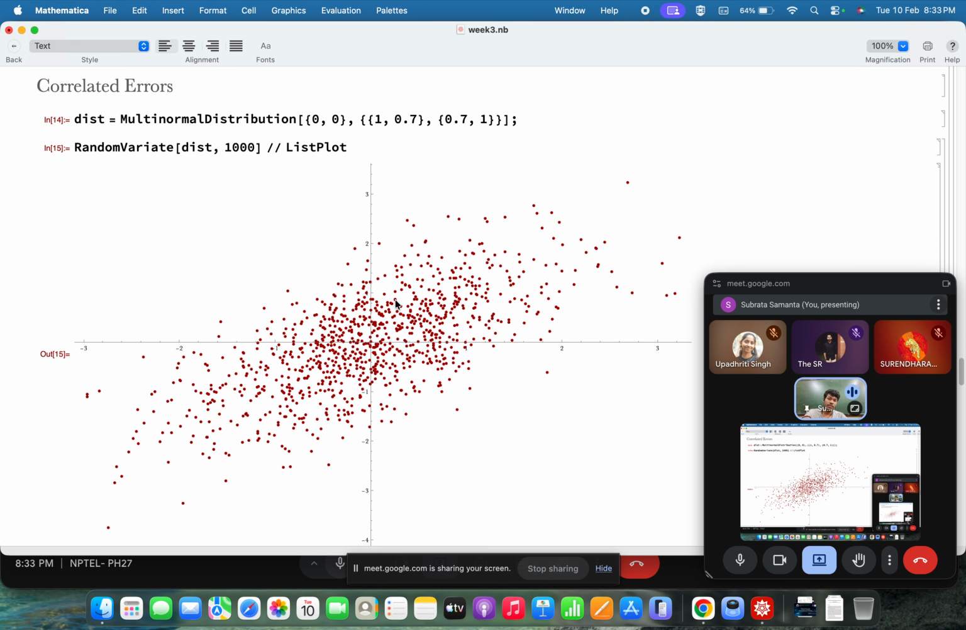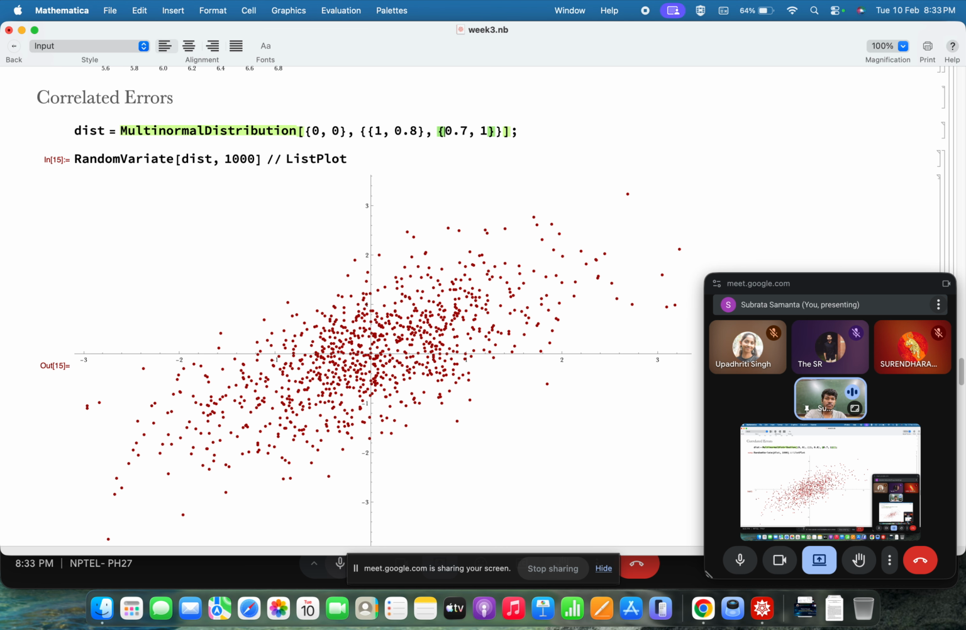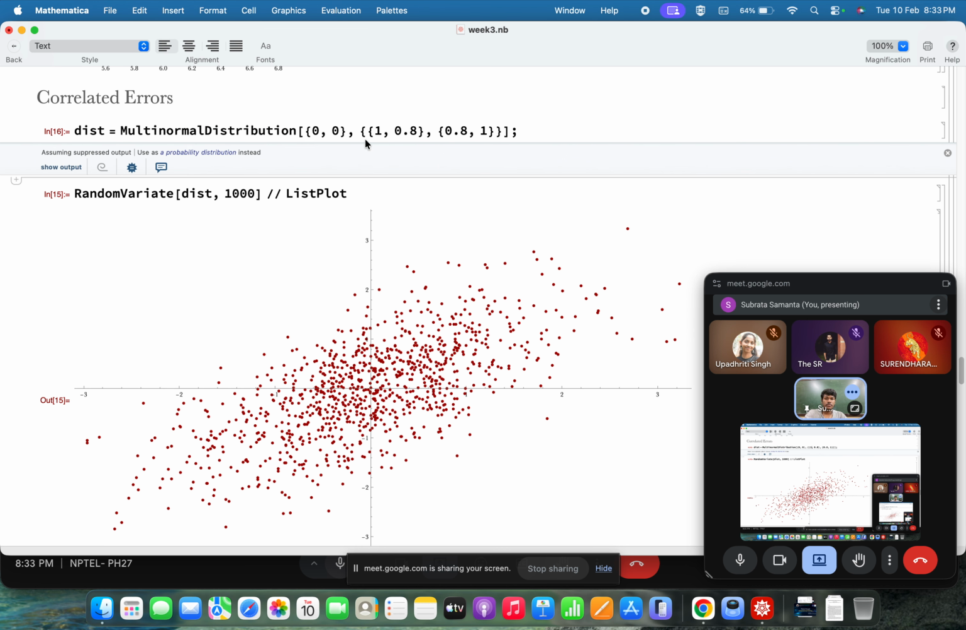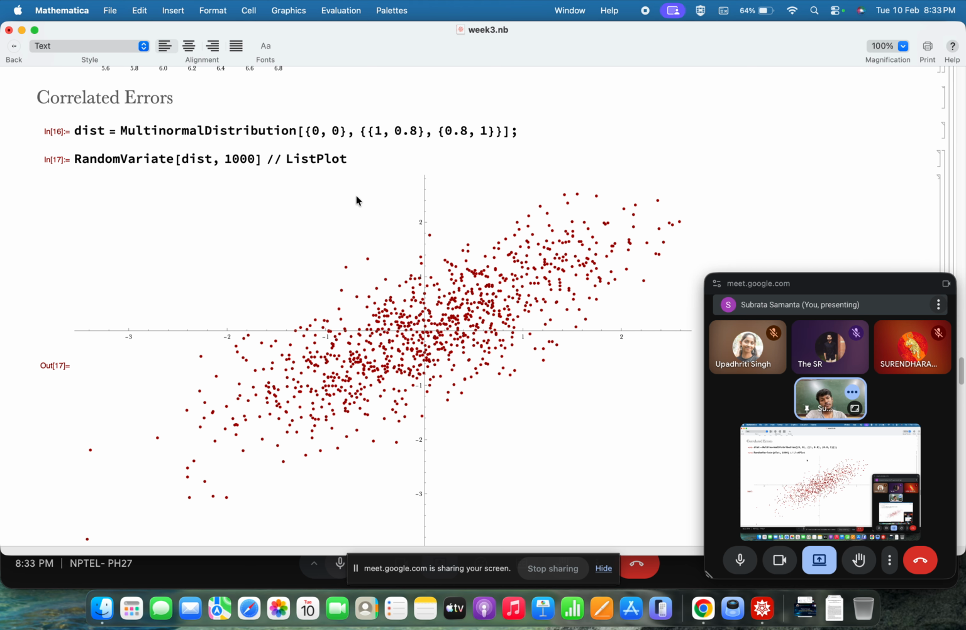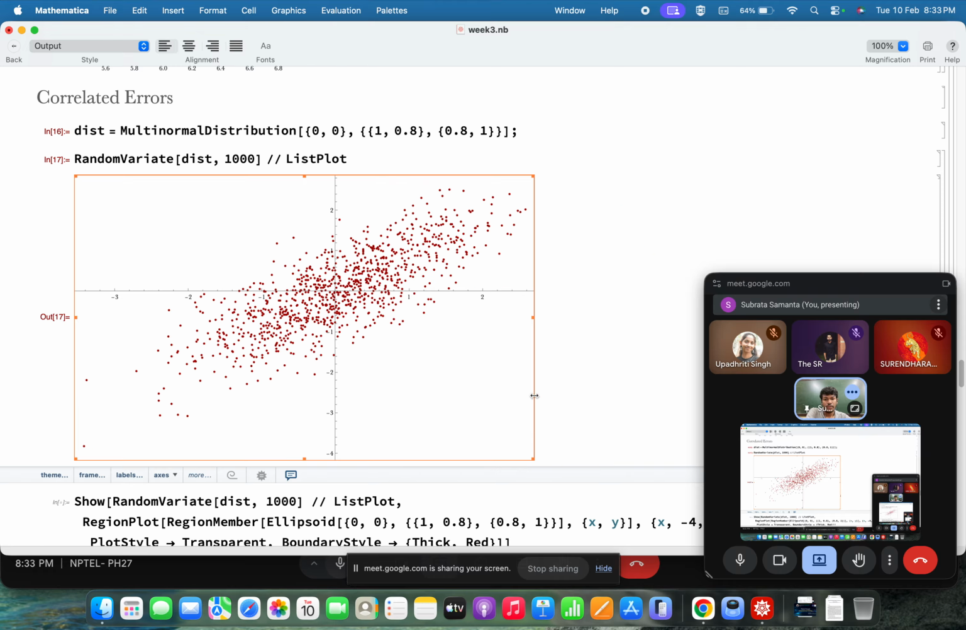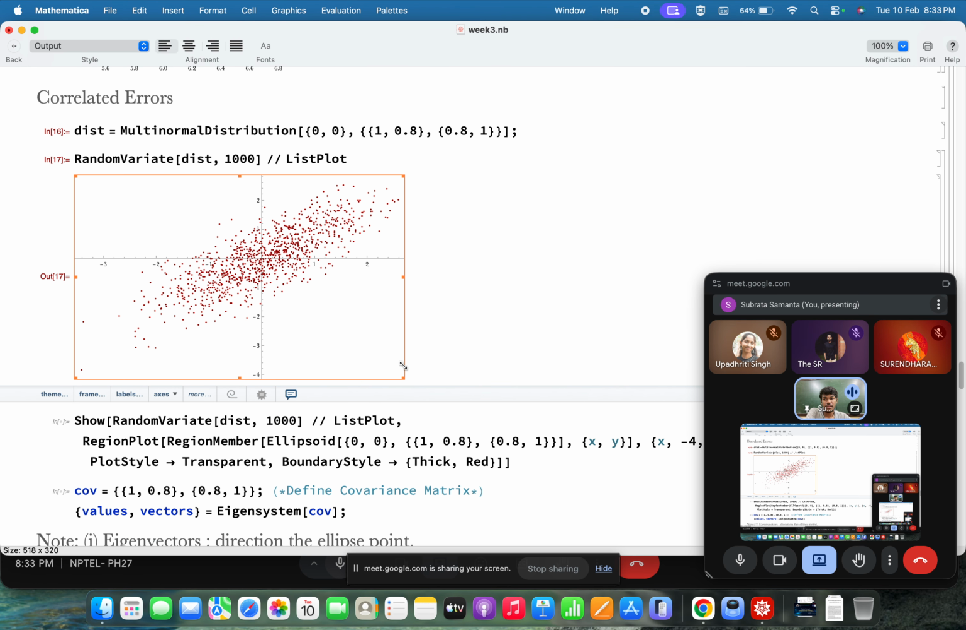So that is why this also changes. The generated points, if you see the changes, 0.8, 0.8. It becomes clear in a moment. So this is the way I generate the random numbers with these correlations and this mean. You see that the mean is always 0 0 from these points.